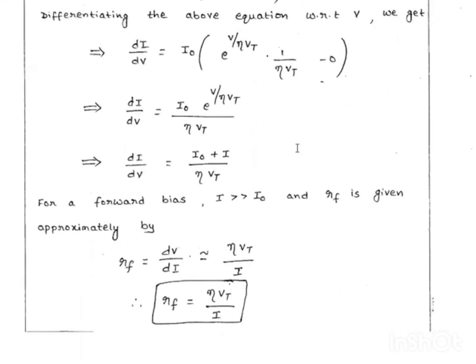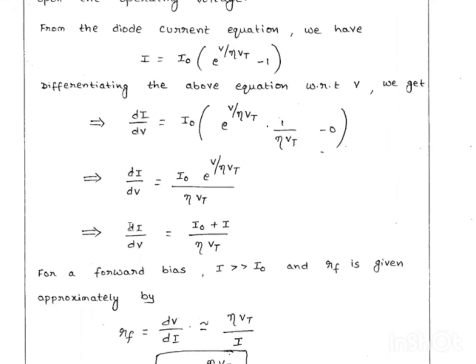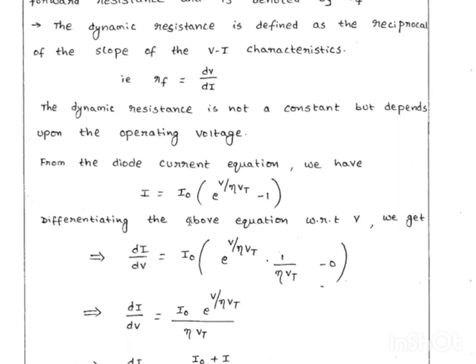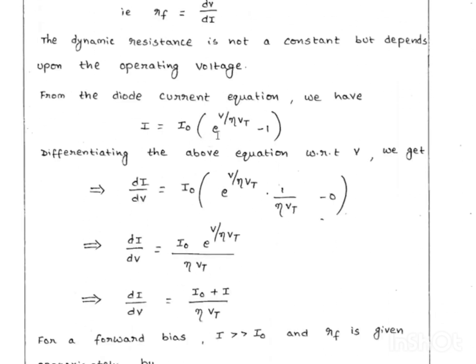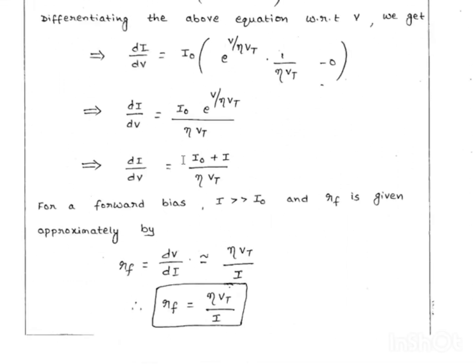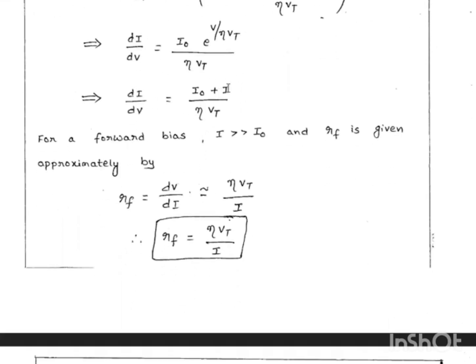Differentiation with respect to V. From this I'll get dI/dV equals I naught e power V by eta Vt, divided by eta Vt. Since I know I is equal to I naught into e power V by eta Vt minus I naught, if I send this I naught to this side, I plus I naught is equal to I naught into e power V by eta Vt. I substitute that I plus I naught in place of I naught into e power V by eta Vt. Since the current through the diode is very much greater than the saturation current, I'll consider I.